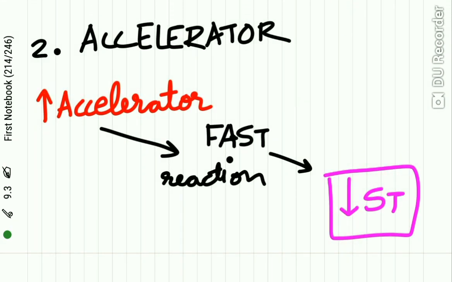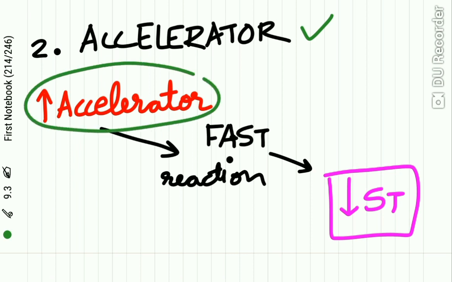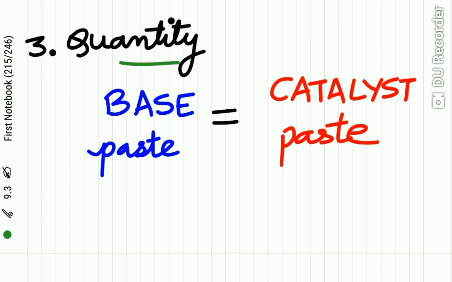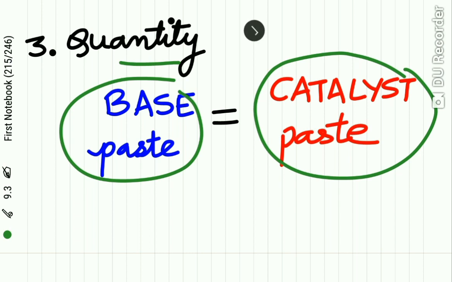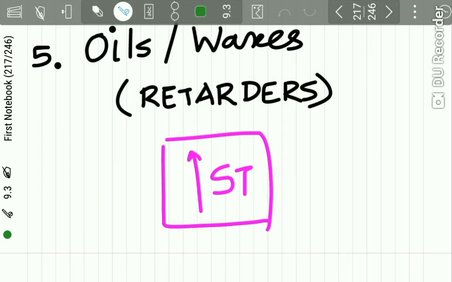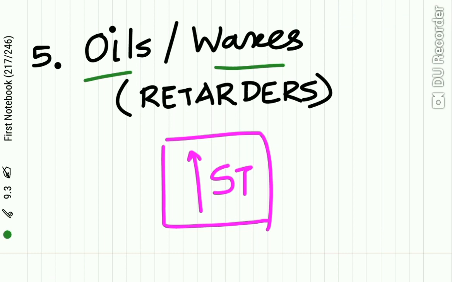Second factor, the accelerator. If more accelerator is added into the accelerator paste, fast reaction occurs and setting time is reduced. Quantity of the paste: the base paste should be exactly equal to the catalyst paste to balance the setting time. Now, addition of a little amount of water and zinc acetate reduces the setting time. Remember, water reduces the setting time. On the contrary, if oil or waxes are added, they act as retarders and they prolong the setting time.